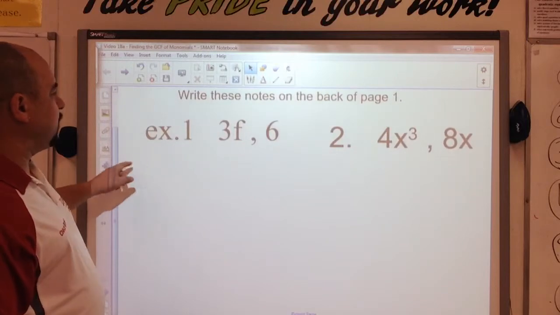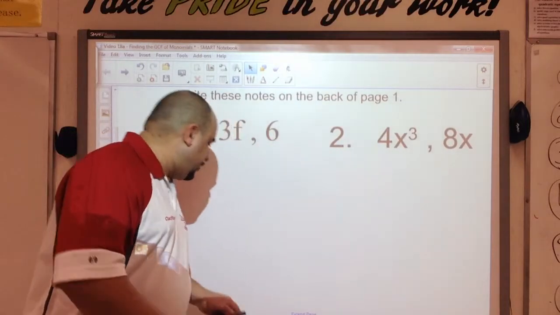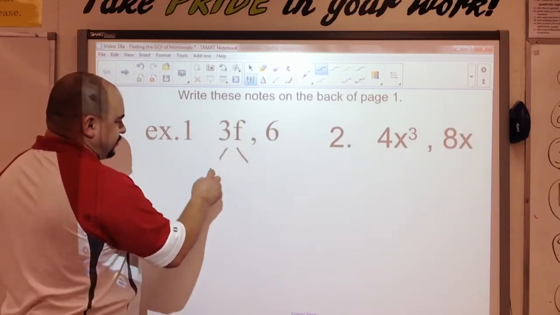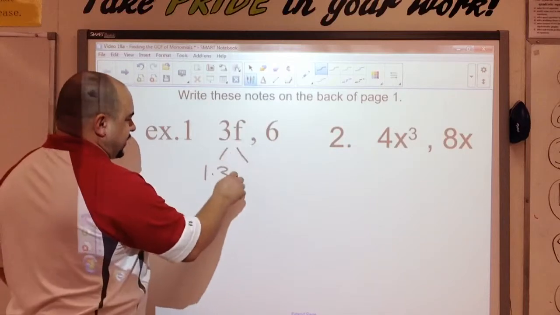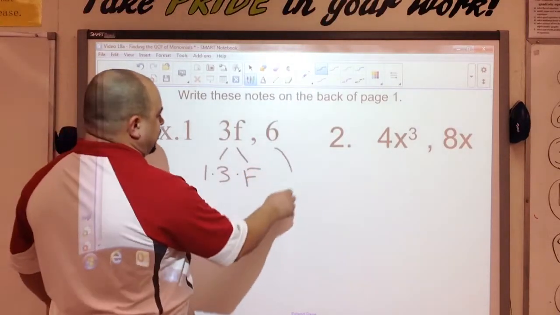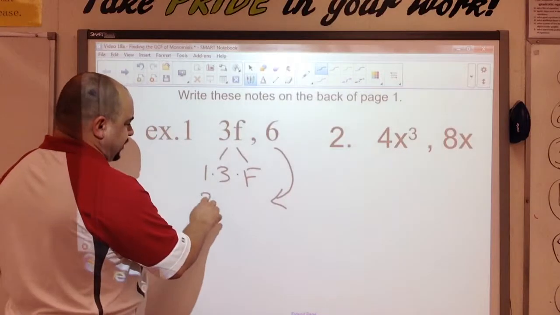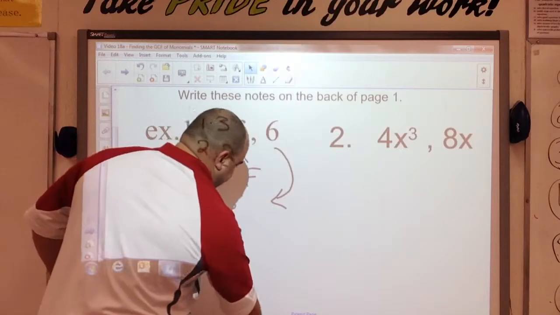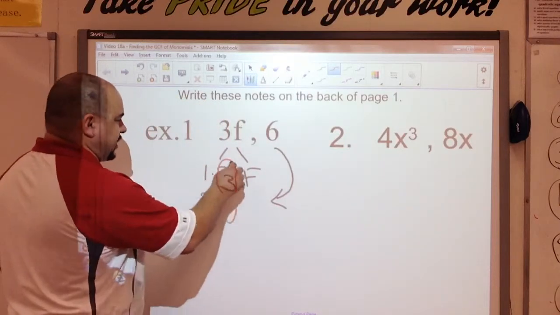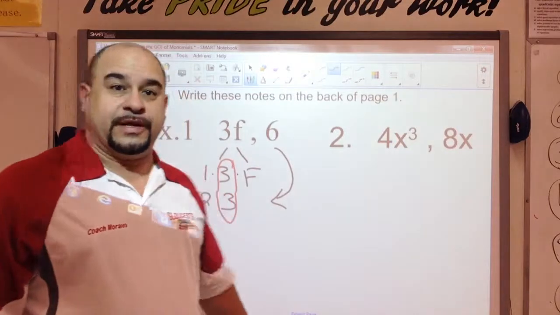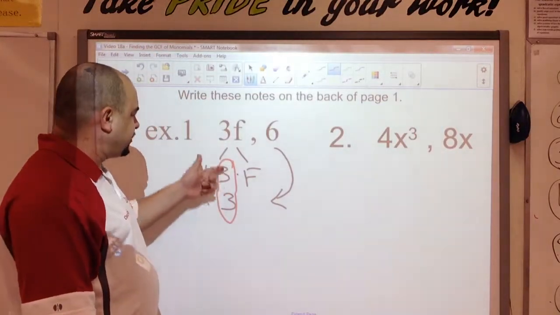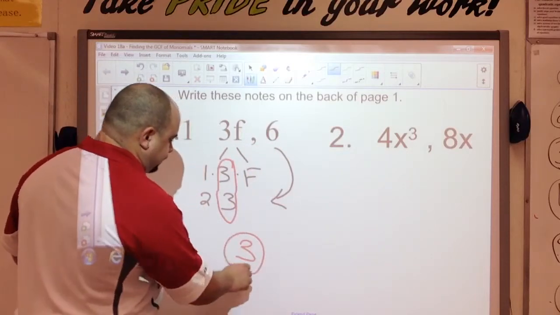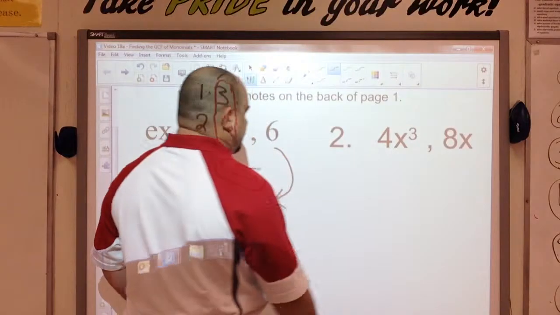Okay? So let's look at number 1. So what you're doing is you're going to find the factors of 3f and 6. So 3f is 1 times 3 times the f. And then we're going to look at the factors of 6, which I would say 2 times 3. Notice I put it here underneath, so that way I can circle what's the same factor in both. And in this case, the same factor in both is 3. So my GCF of 3f and 6 is 3.